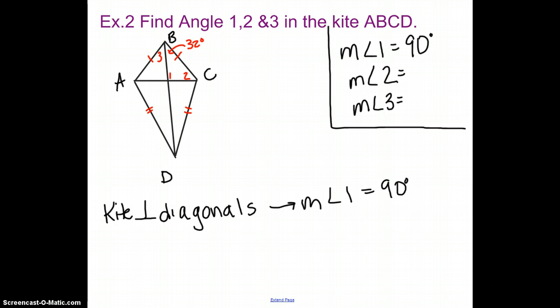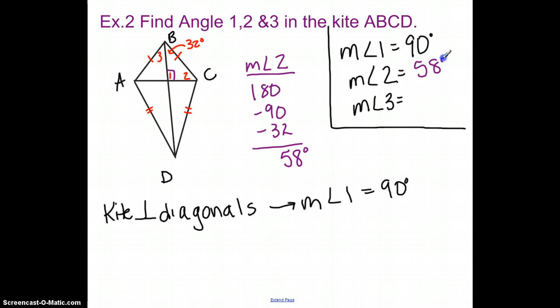Now, one of the other things to consider here has to do with this triangle. In this triangle, we know this is 90, and I want to try and find angle 2. I basically know these three angles have to add up to 180, because that's what it is for a triangle. So in 180, if I take away 90 and 32, whatever's left over is going to give me angle 2. That means that angle 2 is 58 degrees.